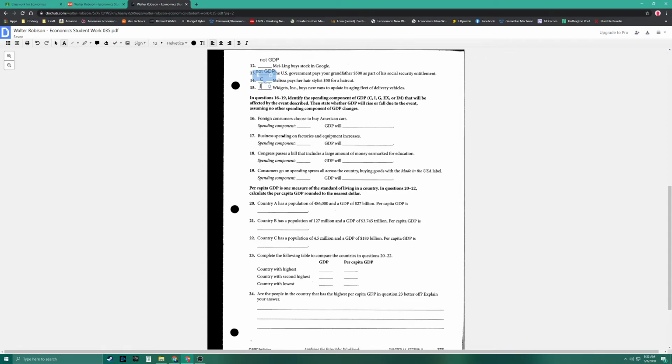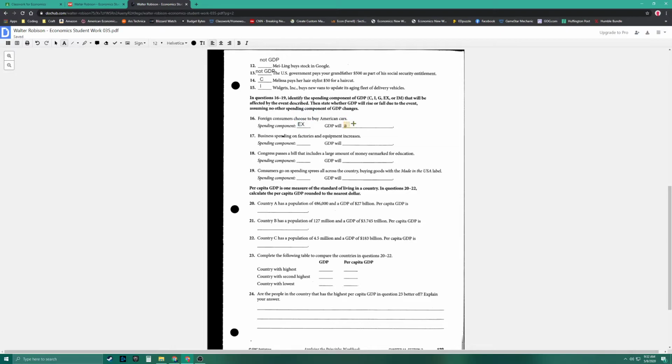All right, so in questions 16 to 19, you're going to identify the spending component of gross domestic product. Is it consumer, investment, government spending, export, or import spending? That will be affected by the event that's described. And then you're going to state whether gross domestic product will rise or fall due to the event, assuming that no other spending component of GDP changes. All right. So foreign consumers choose to buy American cars. Well, the cars are made here in the United States, but they're being sold overseas. So that's an export.